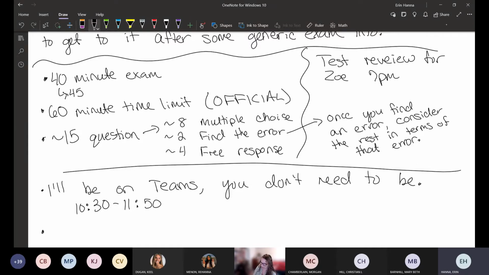Your test is on Blackboard, just like your quizzes, same spot. It'll appear there on Blackboard under the assignment tab.